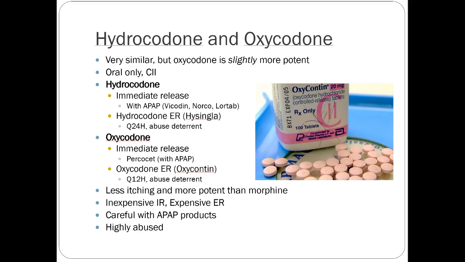Let's see what other things worth talking about. These are semi-synthetics. They cause less itching and are slightly more potent than morphine. Talk about dose equivalents here in a second. Inexpensive immediate release tablets. The immediate release Percocet, the immediate release regular oxycodone are dirt cheap. Percocet is not expensive unless you're buying it off the street. But you can buy a 1,000-count bottle of it for nothing. It's very cheap compared to some other things.